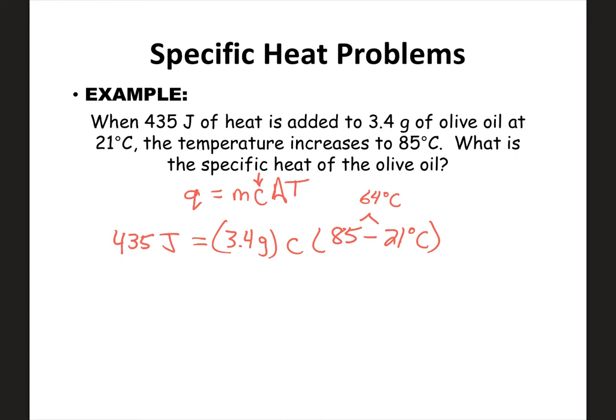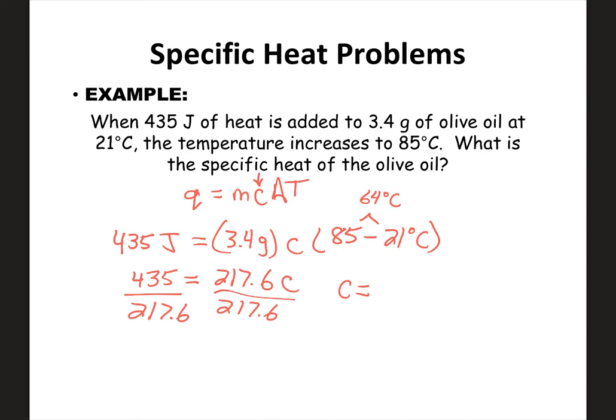So when you take the 64 times the 3.4, I have the 435 equal to now the 217.6 times C. So all I did was subtract the 85 minus 21 first, got 64, 64 times 3.4, and now I have 217.6 times C remaining on the right, equal to the 435 on the left. So I have to solve for C. So you divide both sides now by the 217.6, and then you will now be able to solve for C here.